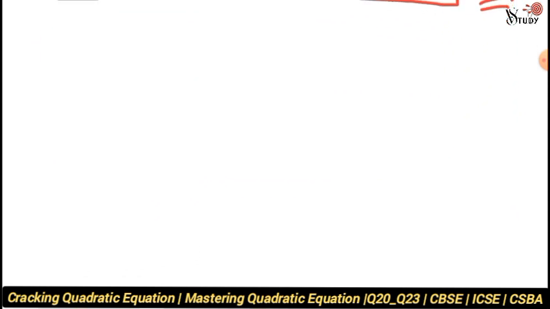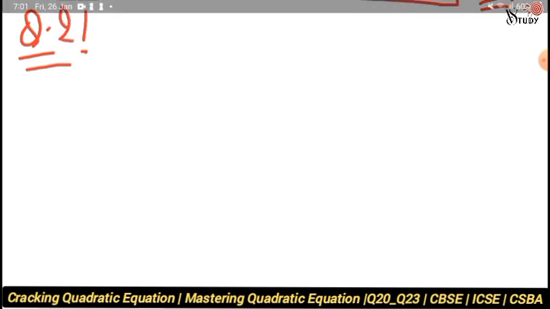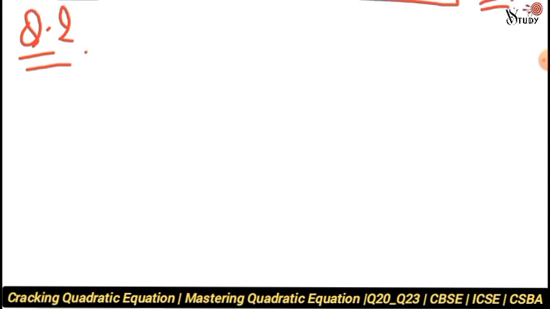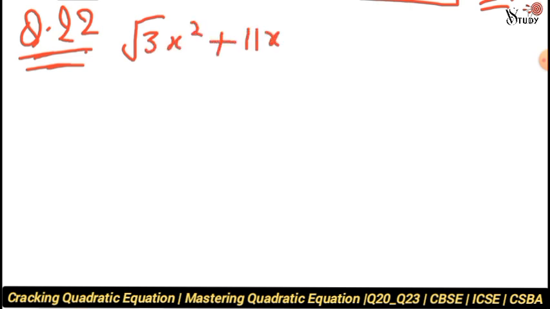Question number 22 from R.S. Aggarwal book. You can check the series of quadratic equations. Cracking the quadratic equation. We are going to crack the quadratic equation. Just see each and every question completely. This is question number 22. √3x² + 11x + 6√3 = 0.